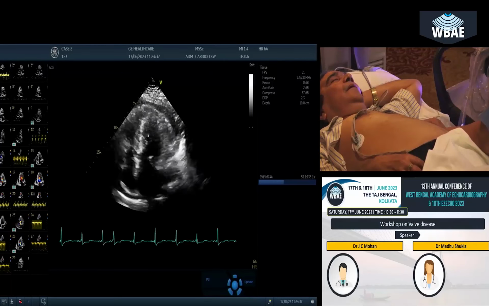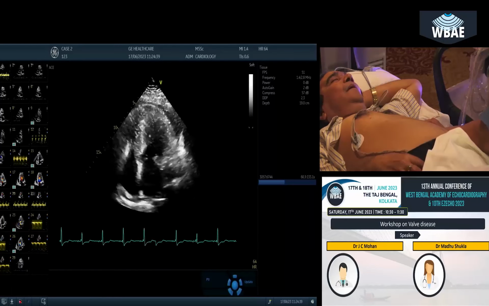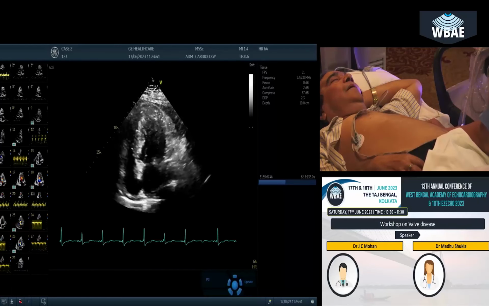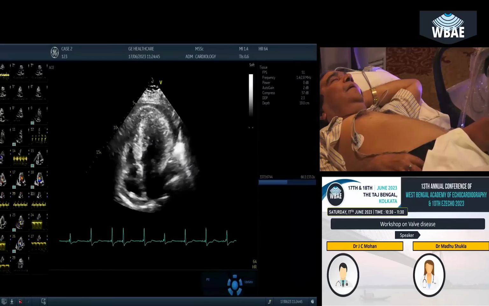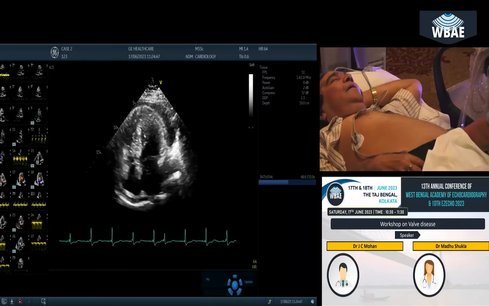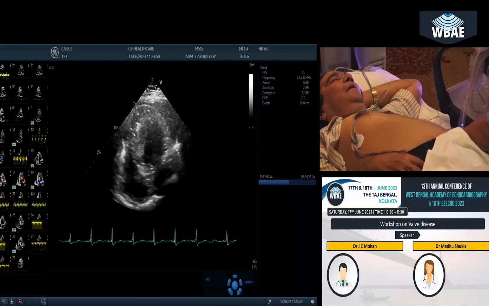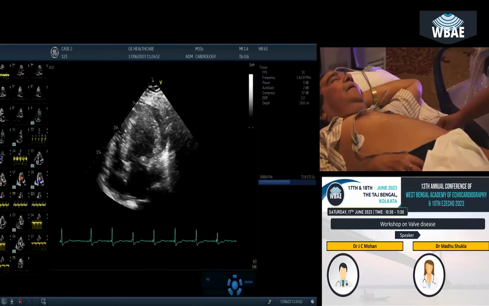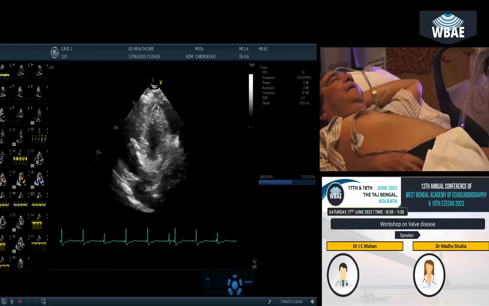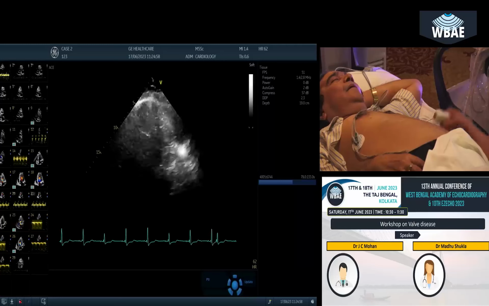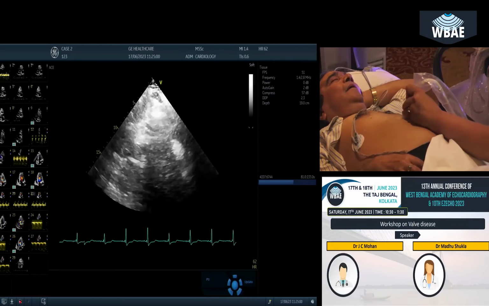Yeah, we should look at that also, but that should be seen again in the subcostal view. Can you look at the interatrial septum thickness? Yeah, this also bothers me. See this one. RV free wall nodularity and thickness bothers me a lot. Dr. Madhu, concentrate in the subcostal view on the interatrial septal thickness.